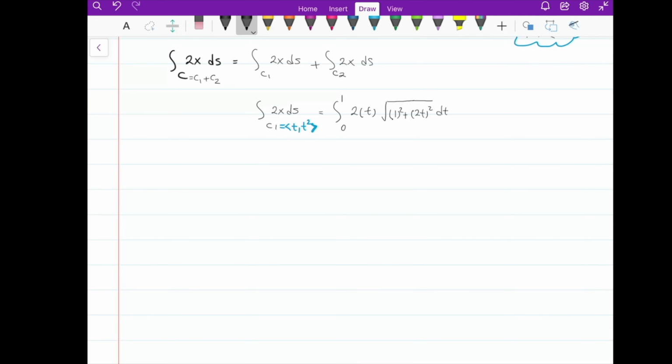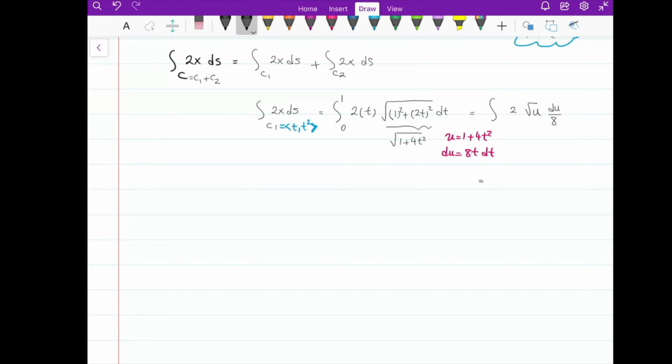So let me simplify that. I have a square root of 1 plus 4t squared. I can use u-substitution, and I set u to be 1 plus 4t squared. du is 8t dt. Okay, now let's plug everything into the integral. I'm not going to change the bounds. So I have a 2, and then t times dt, which would be du over 8. So I have du over 8, and the square root of u.